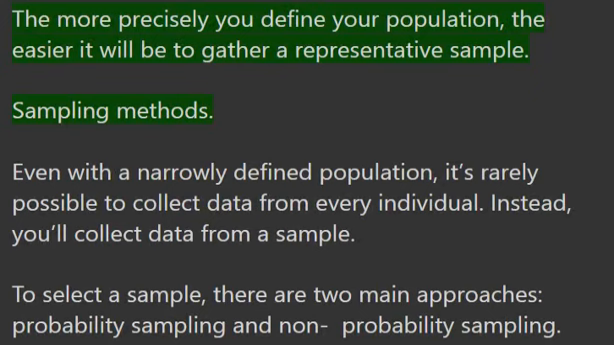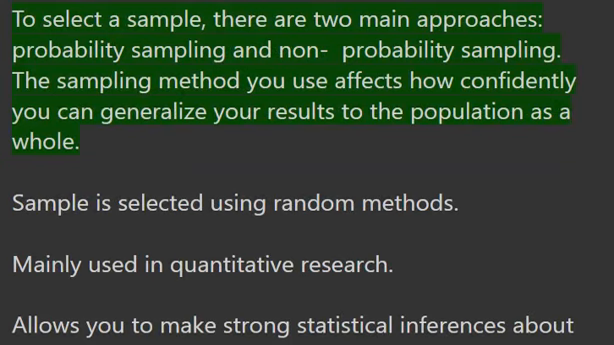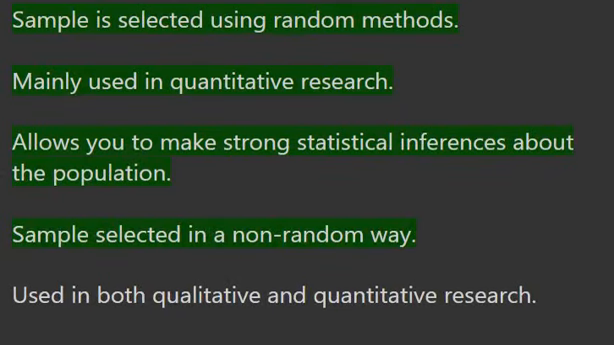Sampling methods. Even with a narrowly defined population, it's rarely possible to collect data from every individual. Instead, you'll collect data from a sample. To select a sample, there are two main approaches: probability sampling and non-probability sampling. The sampling method you use affects how confidently you can generalize your results to the population as a whole. Probability sampling: sample is selected using random methods. Mainly used in quantitative research. Allows you to make strong statistical inferences about the population.